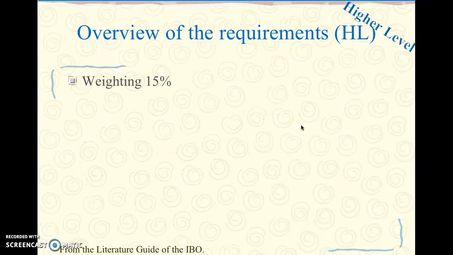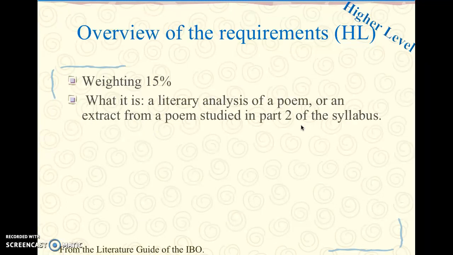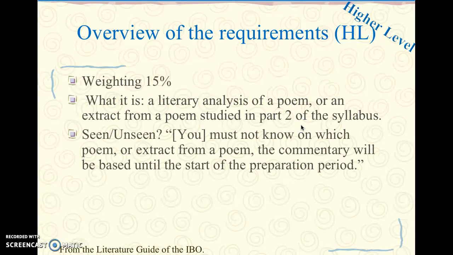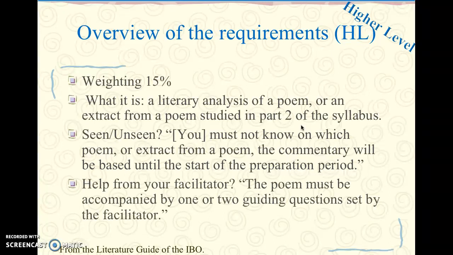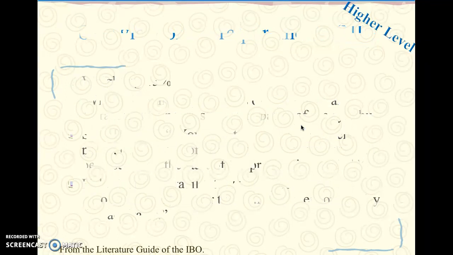The weighting for this assessment is 15%. It is a literary analysis of a poem or an extract from a poem studied in part 2 of the syllabus. You must not know on which poem or extract from a poem the commentary will be based until the start of the preparation period. Will you have help from your facilitator? Well, the poem must be accompanied by 1 or 2 guiding questions set by the facilitator.